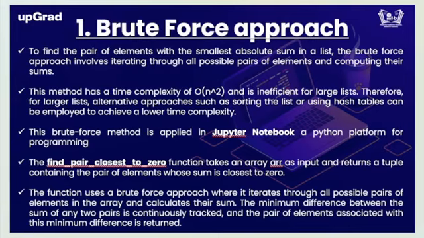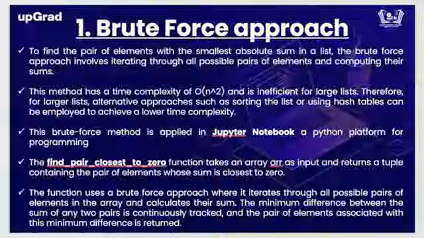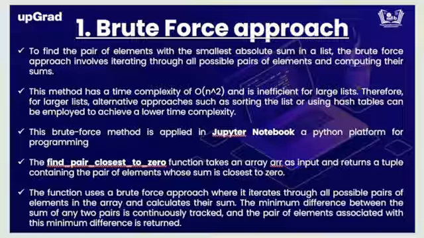The brute force approach involves iterating through all the possible pairs of elements and computing their sums. The method has a time complexity of order n square and it's inefficient for larger lists. Therefore, for larger lists, alternative approaches such as sorting the list or using a hash table can be employed to achieve lower time complexity. In further slides, we have a detailed explanation of the code for your reference.